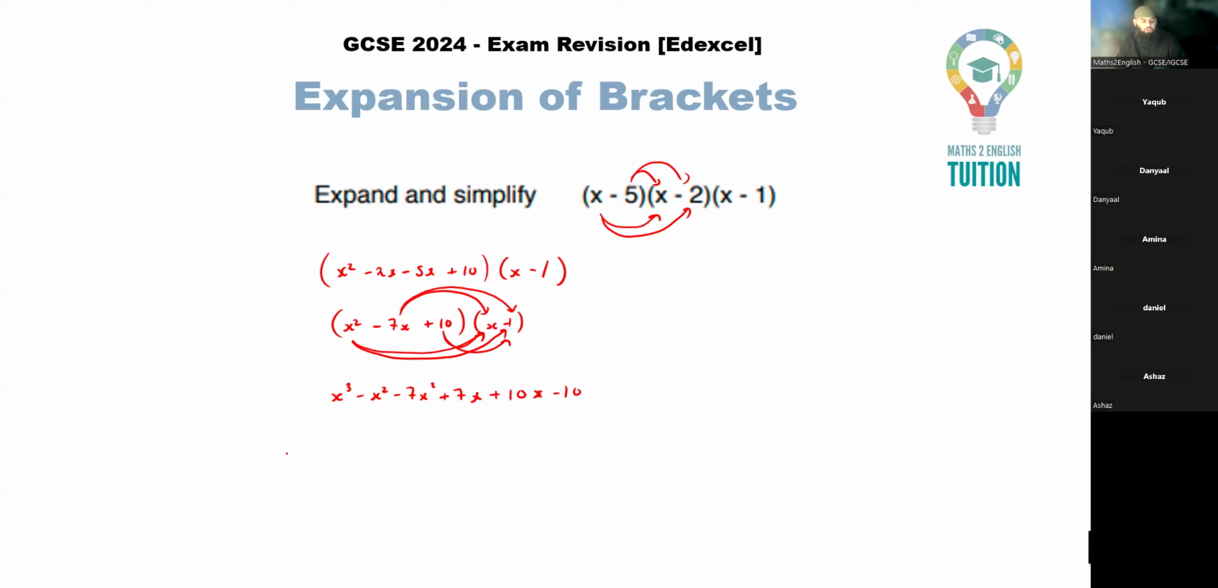So then we have to just collect same terms, okay? So these two go together. So we're going to have x to the power of 3 minus 8x squared. These two go together. We're going to have plus 17x minus 10. And that is your answer, okay? That's your answer for your question.